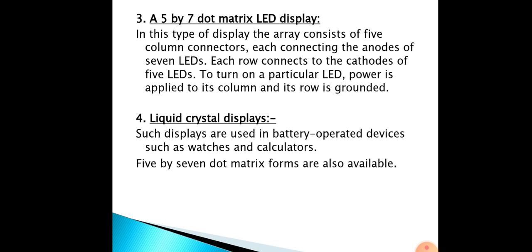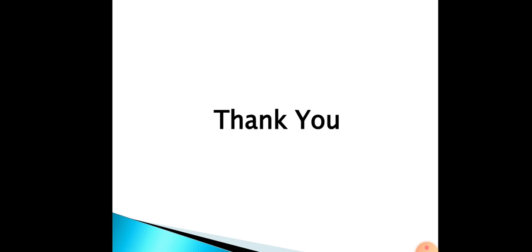The next one, liquid crystal display. Such displays are used in battery operated devices such as watches and calculators. 5 by 7 dot matrix forms are also available. So these are nothing but LCD displays. In your watches, calculators and so on, they are being used. So by this we are completing the third unit. Thank you.